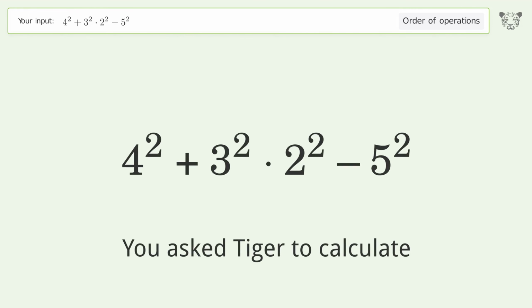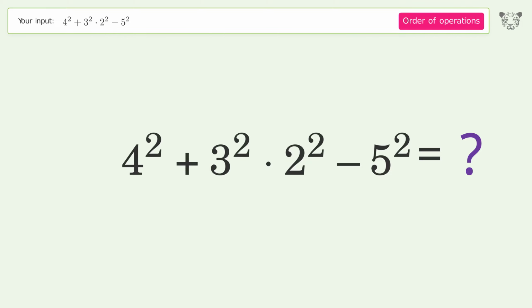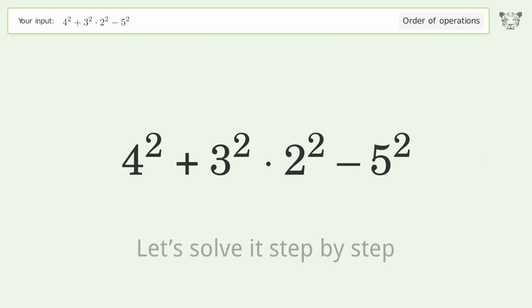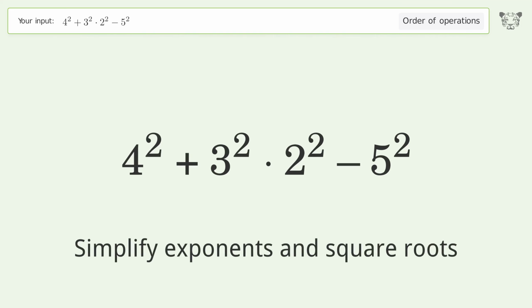You ask Tiger to calculate. This deals with the order of operations. The final result is 27. Let's solve it step by step. Simplify exponents and square roots.